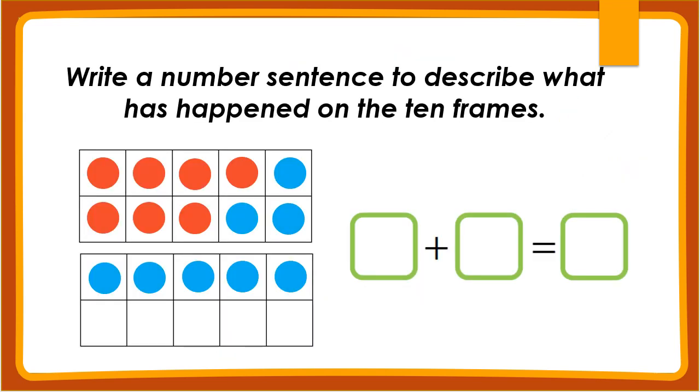For this activity, write a number sentence to describe what has happened on the 10 frames. Write the new number sentence after making 10. You can pause this video, children. Okay, let us check. So, what is the new number sentence? Very good. 10 plus 5 equals 15.